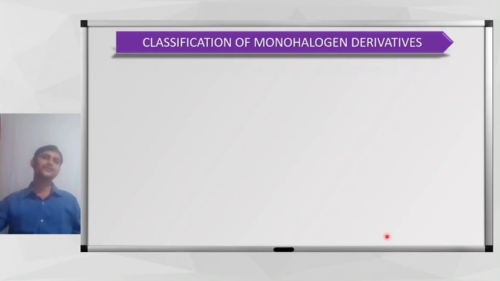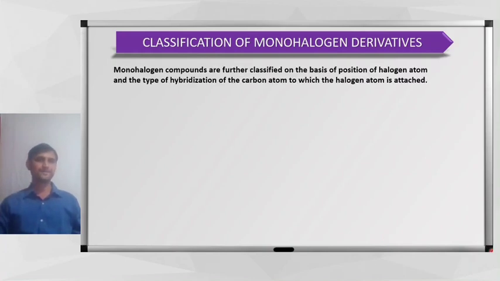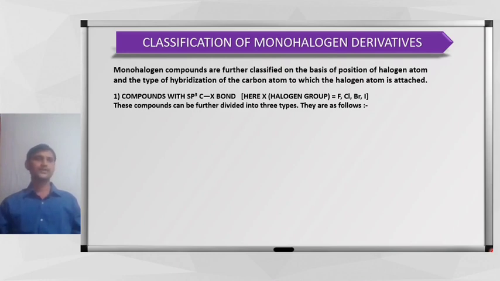Now see the classification of monohalogen derivatives. Monohalogen derivatives are further classified on the basis of hybridization. See, the compounds with an sp3 carbon with a halogen bond. Here X is fluorine, chlorine, bromine or iodine. They are further divided into three types.